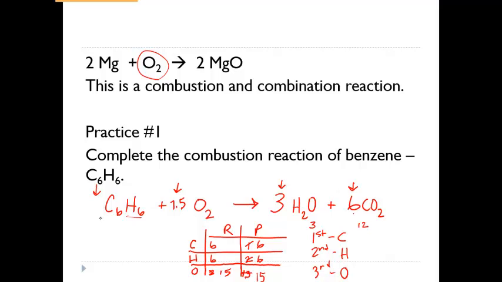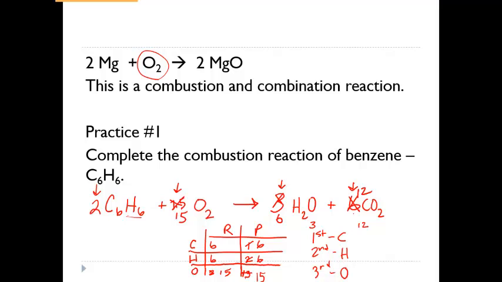So right now we have a 1 in front of our C6H6, and so 1 times 2 is 2. And we have 7.5, so 7.5 times 2 is 15. So we'll put a 15 there. And then we have 3 waters right now. That's going to change to a 6, 3 times 2. And then we have 6 carbon dioxide. 6 times 2 is 12, so we're going to want to put a 12 here with our carbon dioxide.